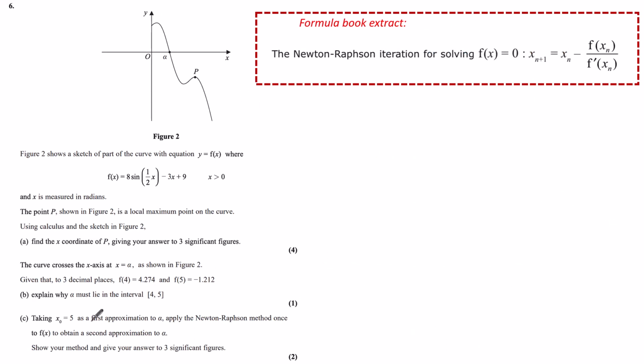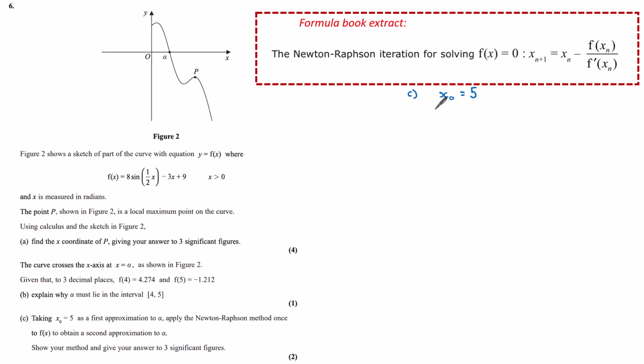Part C. Taking x0 is equal to 5 as a first approximation to alpha, apply the Newton-Raphson method once to f of x to obtain a second approximation of alpha. Show your method and give your answer to 3 significant figures. I've taken a formula book extract here. If we can't remember our Newton-Raphson iteration, it is in the formula booklet. So for solving f of x equals 0, x n plus 1, so the next term, is equal to xn, the previous term, subtract the previous term in the function divided by the previous term in the derivative of the function.